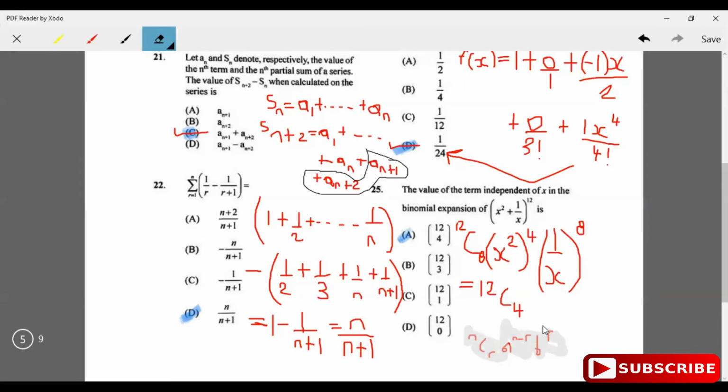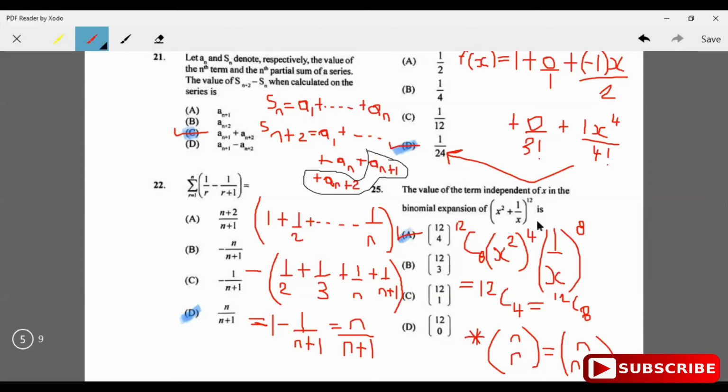It is 4 because, as we said earlier, n choose r is equal to n choose n minus r. So even though we know it is 12 choose 8, if you put n as 12 and r as 8, then 12 choose 8 must be equal to 12 choose 4. The option they have is 12 choose 4, and that's why it's 12 choose 4. So we have to remember this theory: n choose r is equal to n choose n minus r. And that's option A.